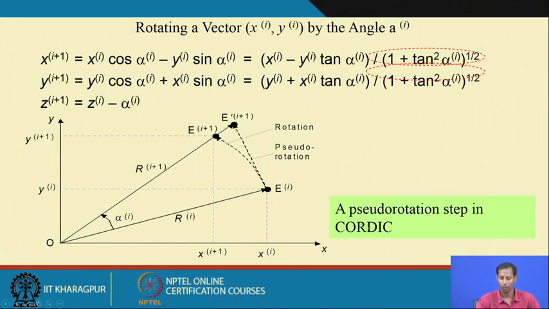Another example of the pseudo rotation is the step in CORDIC. Here x 2 and y 2 are written as x 1 cos theta plus y 1 sin theta. If I take common, then cos inverse theta means cosec theta. So cosec theta can again be written as the square root of 1 plus tan square theta.